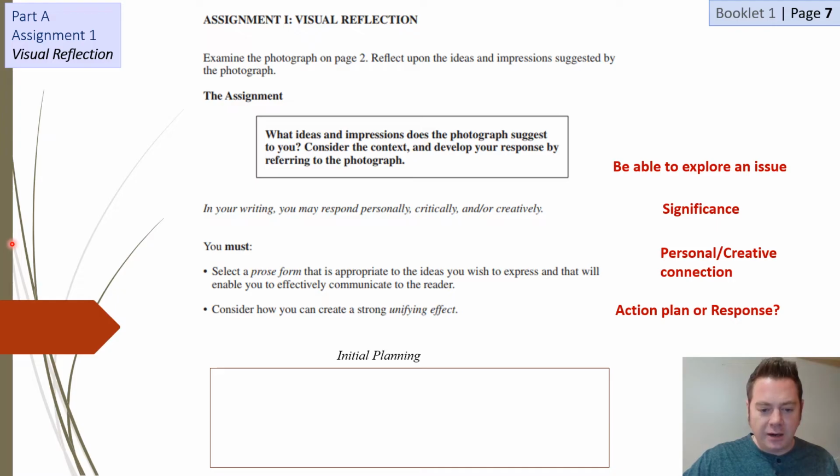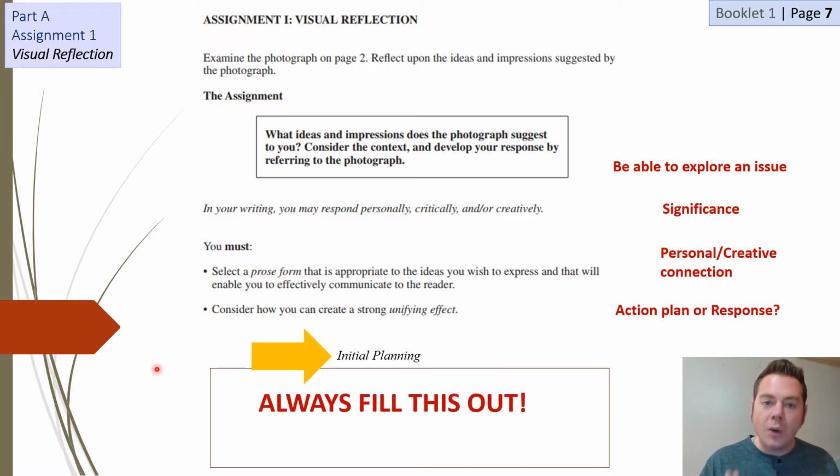You can see here that we've got the initial planning. And it's important to always fill this out because you're giving your grader an idea of what you're trying to do, what the idea is that you're exploring, and how you're going about exploring it. The planning page can never hurt you. It can only help you because it's clarifying what you're trying to do for the grader. So if something's a little bit convoluted in your actual response, but by reading this, the marker goes, "Oh, I get it," you get credit for that. So always fill out the planning.